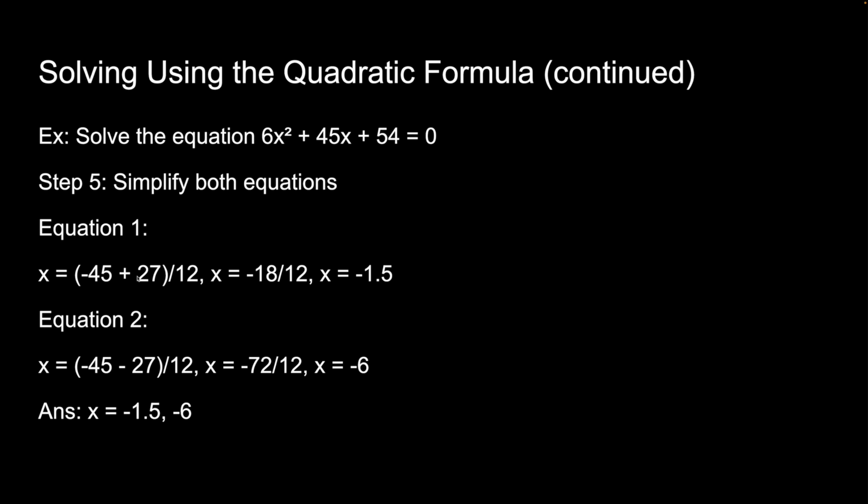So for equation 1, where we had x is equal to negative 45 plus 27 divided by 12, you could simplify it to negative 18 over 12, which means that x is equal to negative 1.5. For equation 2, we can do the same thing, and we will find that x is equal to negative 6. So our answers are x is equal to negative 1.5 and x is equal to negative 6. That's all for this video.